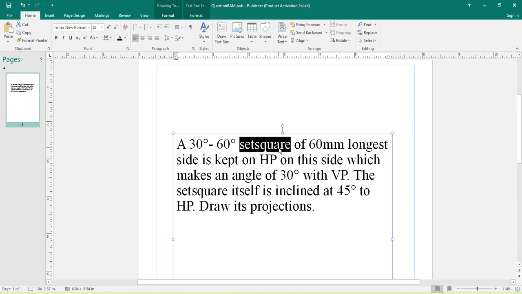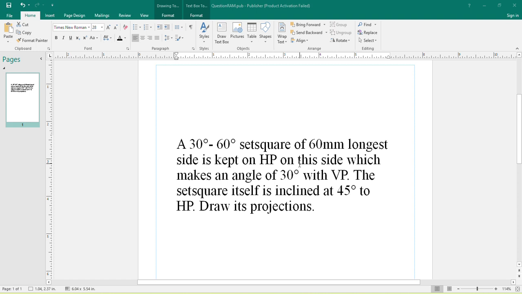In the set square, one angle is 30 degree, another one is 60 degree, and the third one is 90 degree. So we have to make this 30 degree to 60 degree set square here. And the longest side, which is the side opposite to the 90-degree angle, is going to be 60 long, and we have to make sure the set square is resting on this 60 longest side. The other word for this longest side is hypotenuse.